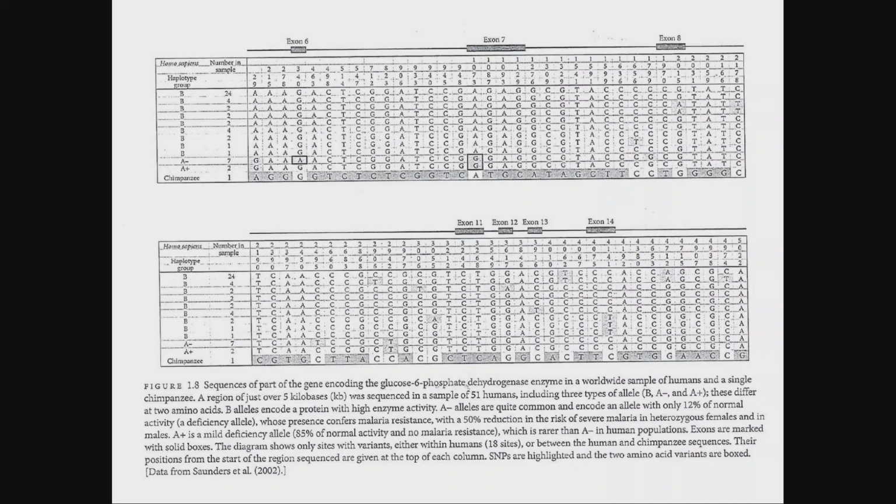And this A minus allele is a special allele because it's quite common, but it encodes an allele that has only 12% of the normal activity. We call this a deficiency allele because it has a defect. It's deficient in the activity of this enzyme, right? So the enzyme is working biochemically less well. But the interesting thing about this is that it confers malaria resistance to those people who have a normal B copy of the allele and 1 copy on the homologous chromosome with the A minus.